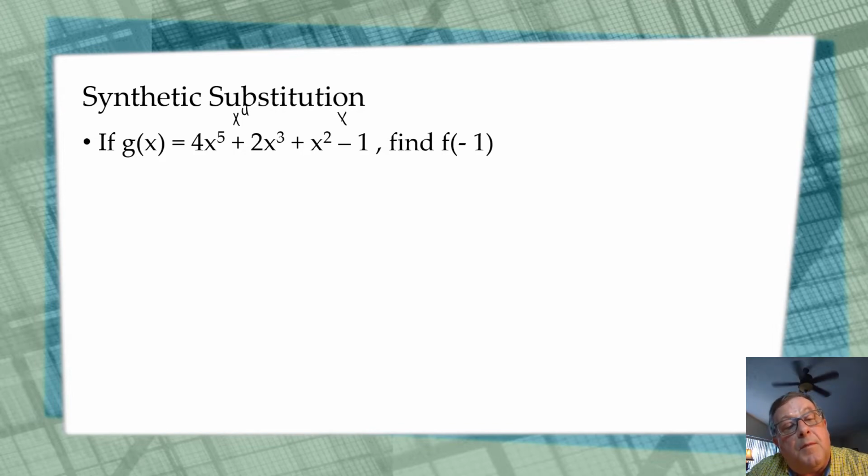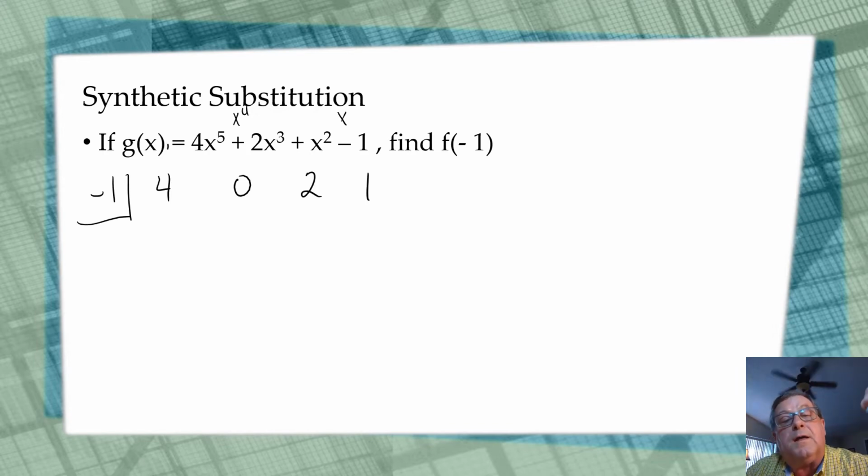Let's get set up. I'm going to put negative 1 in the box. I'm beginning to write my coefficients. I've got 4x to the 5th. I have 0x to the 4th. I have negative 2x cubed, I have 1x squared, I have 0x to the 1st, and then negative 1.